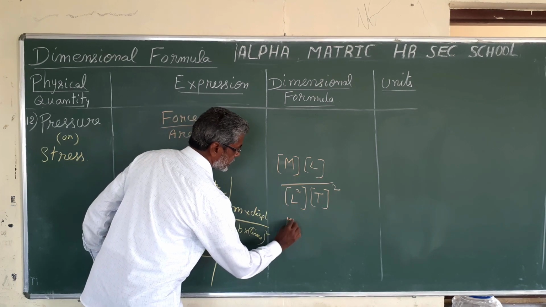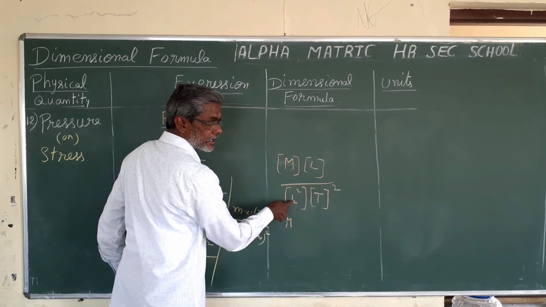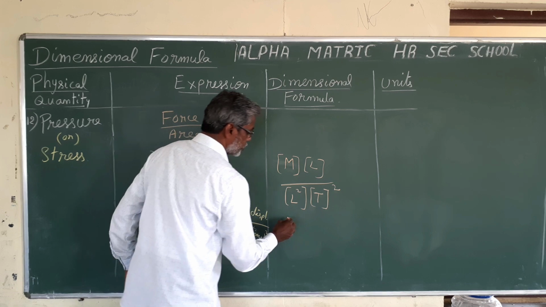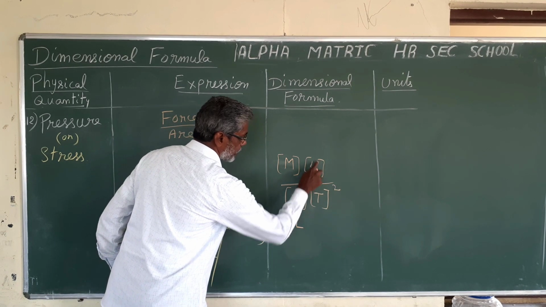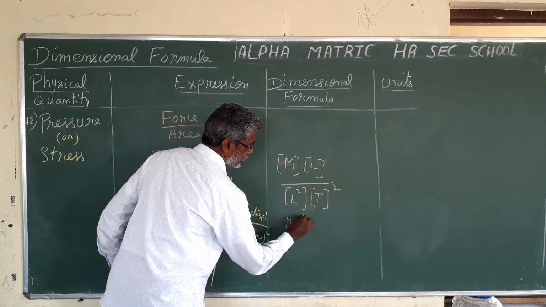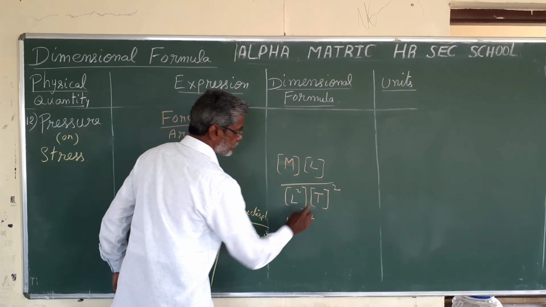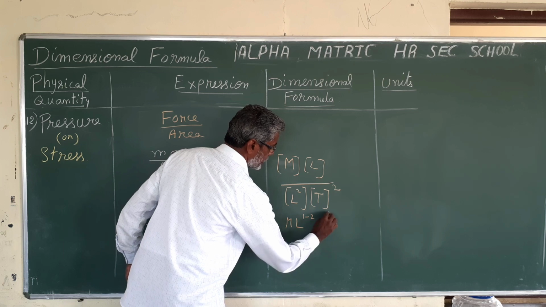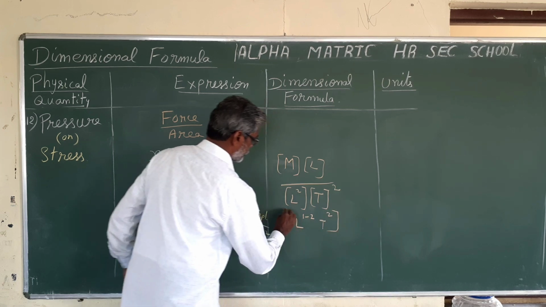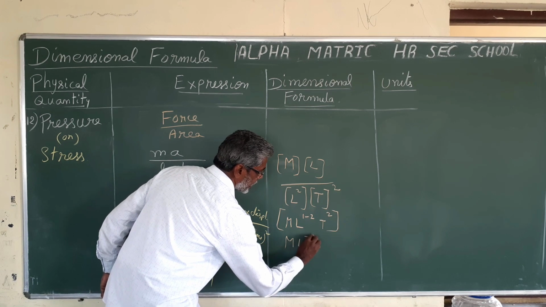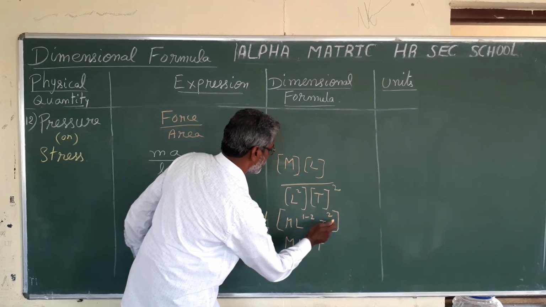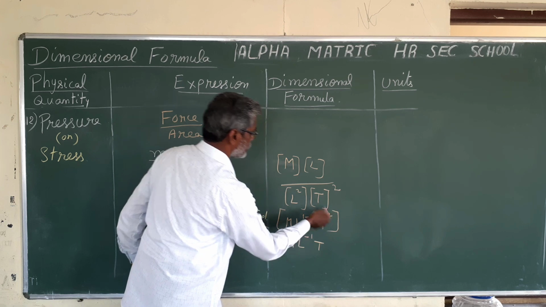Now this dimension M. Here L over L square. Bring it to the numerator. It becomes L, here it is power 1, here power 2, so 1 minus 2. Then this one is T square. How can I write this one? M L power minus 1, T, here this T power minus 2. Bring it to the numerator.